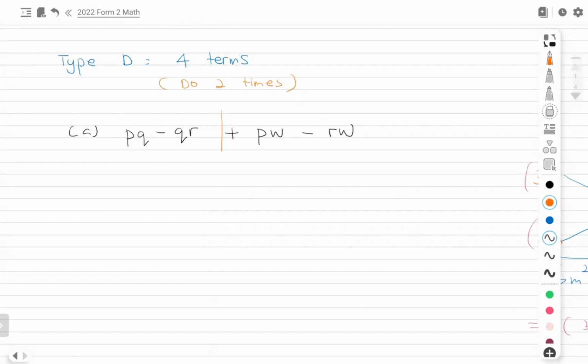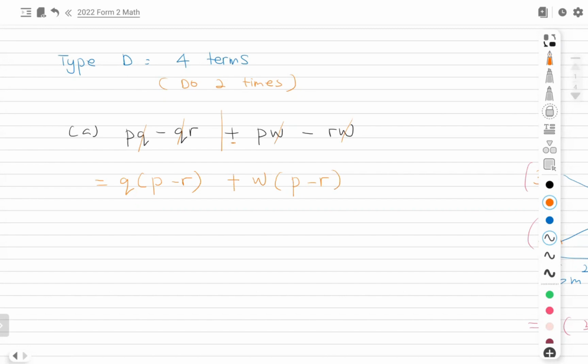Split into half, do the first part first. Common factor is Q, write down Q. Then simplify, write the balance in the bracket. That's the first time. Then the second time is the third and fourth term. Take out the common factor, which is W, bracket, write the balance there, P minus R, right? Okay, don't forget the positive symbol there, just insert. Then you will see the answer like this.